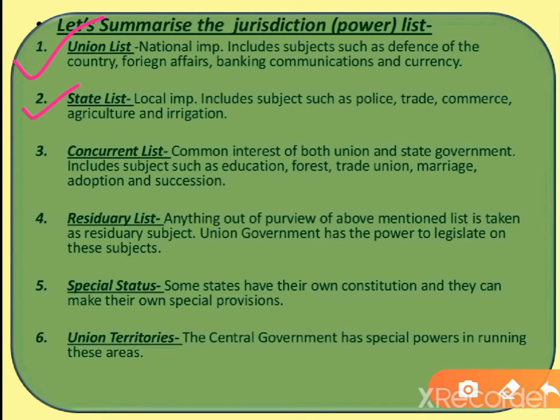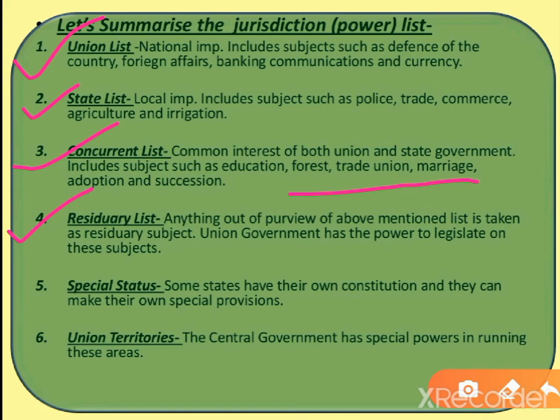The second one, State List. Local importance includes subjects such as police, trade, commerce, agriculture, irrigation within the state. Third one, Concurrent, which includes both the union and state, such as education, forest, trade unions, marriage, adoption, succession, and many more.